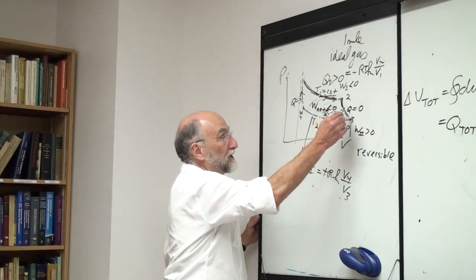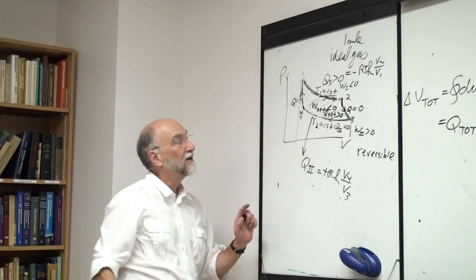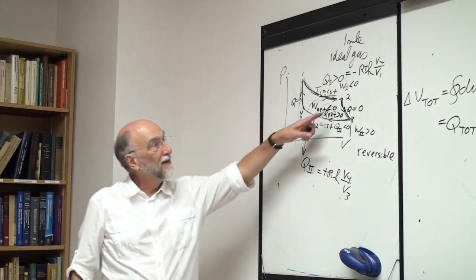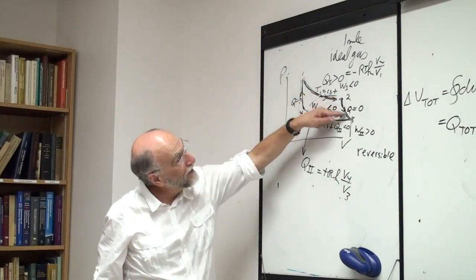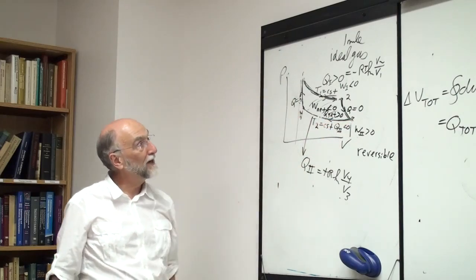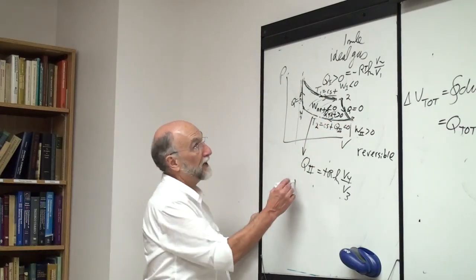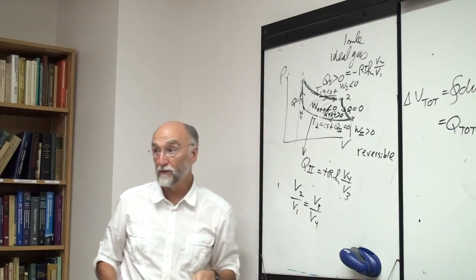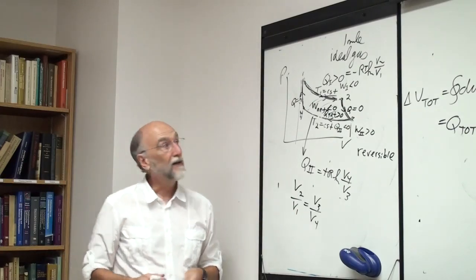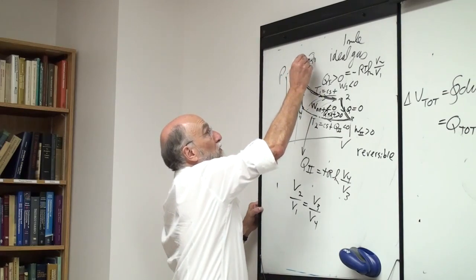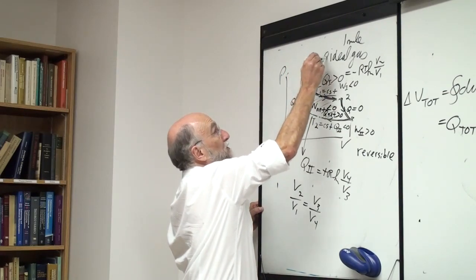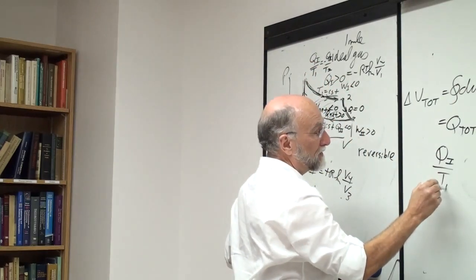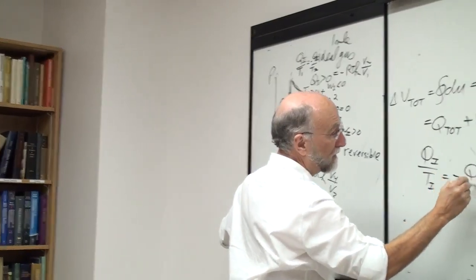If you look in your textbooks, you'll see that for an adiabatic expansion of an ideal gas, I'm not going to go through the mathematics, you have your constant temperature, then an adiabatic path, then constant temperature and an adiabatic path. You can show for the Carnot cycle that V2 over V1 equals V3 over V4. That can be shown from the properties of an ideal gas. And so what you end up with is Q1 over T1 equals minus Q2 over T2.